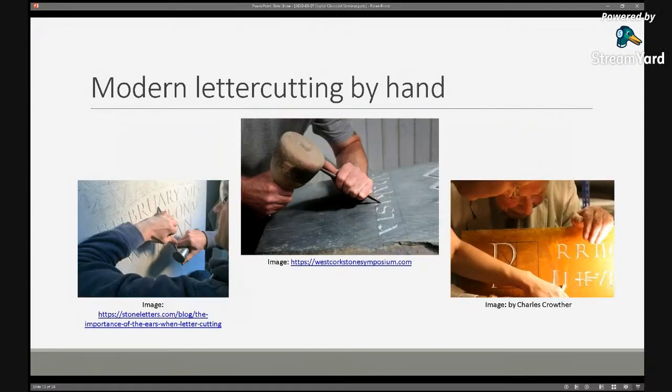And the interesting thing about that is that, in fact, letter cutting has changed very little. In terms of letter cutting by hand, they're basically using the same kind of tools that were used in the Roman period. A hammer and chisel, of various different types of materials, but you can see that the general shapes of the tools are not dissimilar.